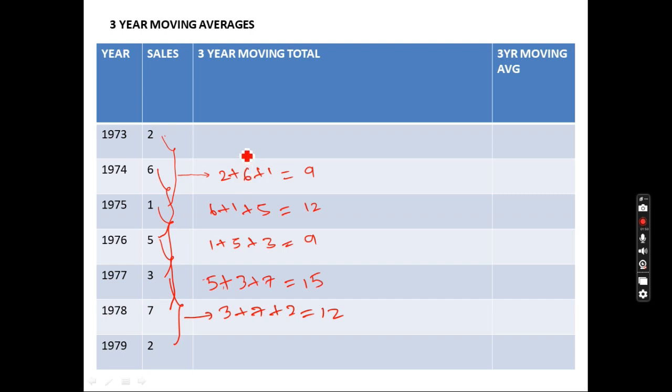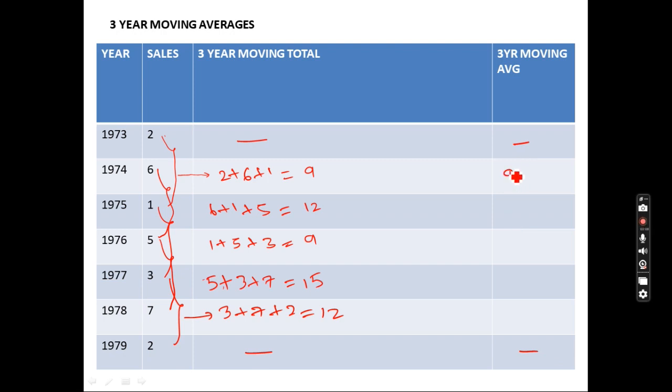So remember, when you are doing the 3-year moving average, the first value and the last value you will not get. The remaining values you will get. So after getting the moving totals, how did you get this 9? By adding the three numbers, 2 plus 6 plus 1. Then you divide.